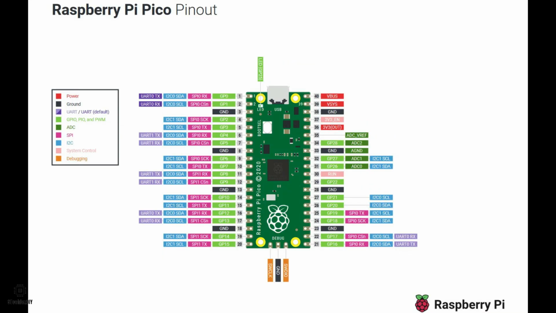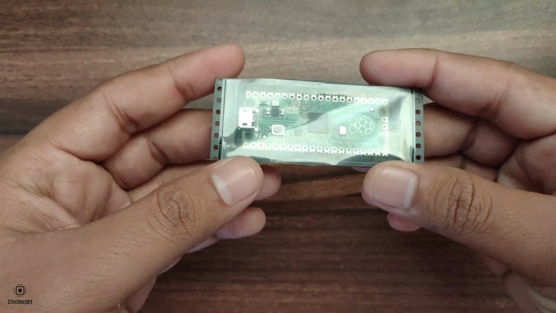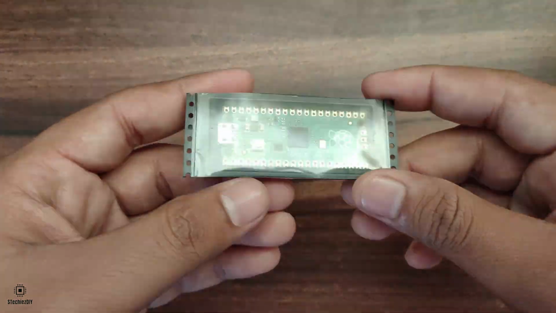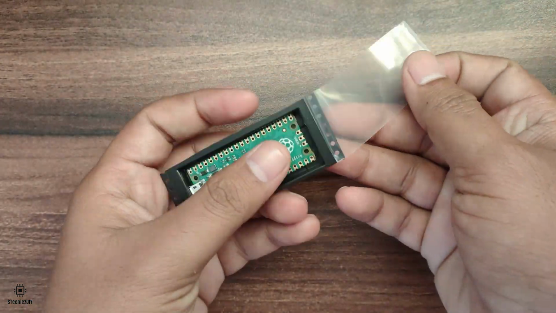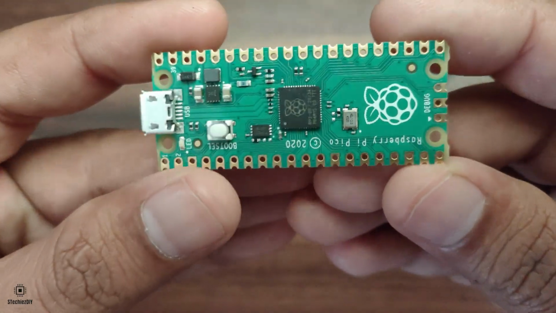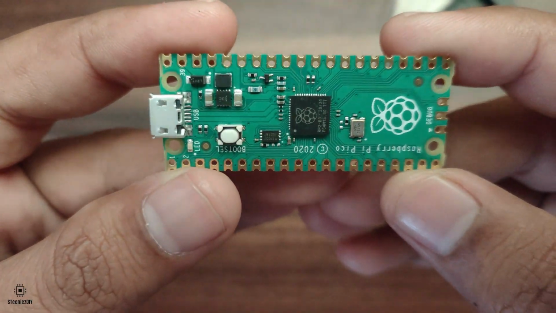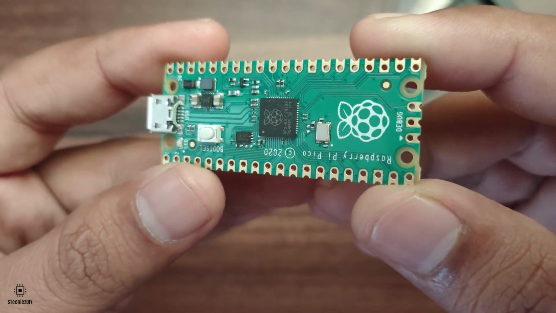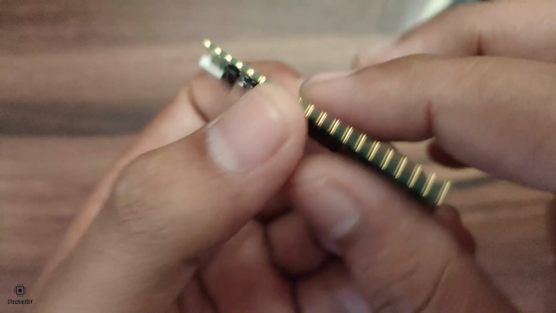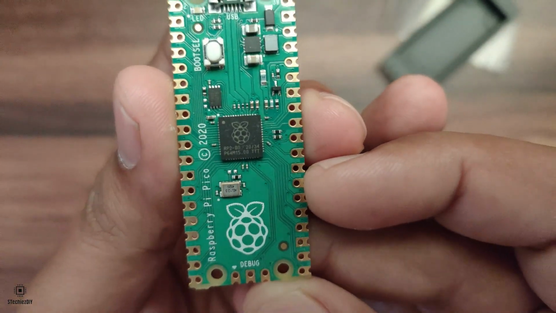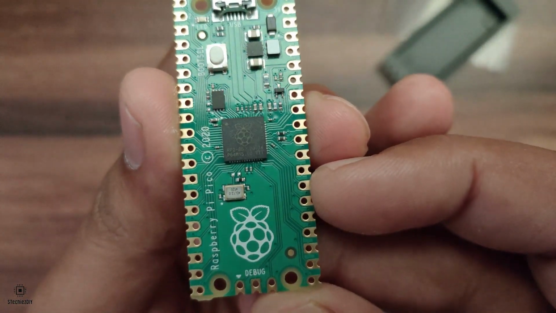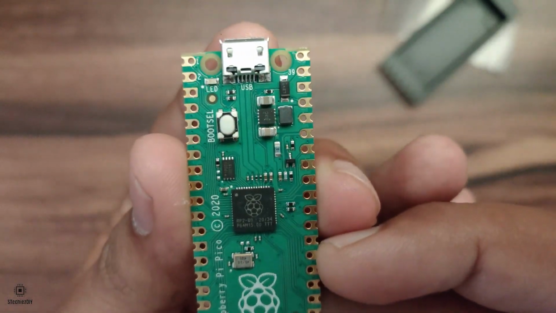This is the pinout diagram of the board. So let's open the board and let's see how it looks. The board looks very simple. The board looks very small and GPIO pins are given on both sides. This board is missing a very common and very basic thing, that is a power indicator. Power indicator should have been given. Otherwise, I like this board.